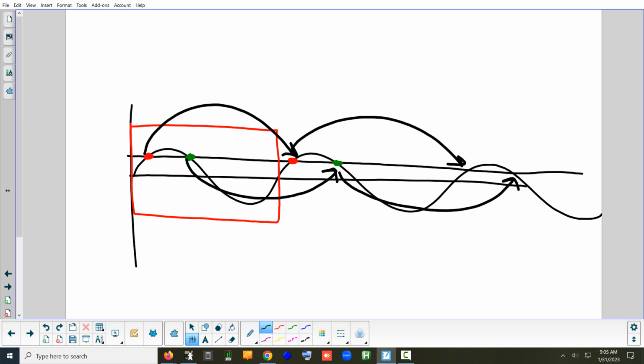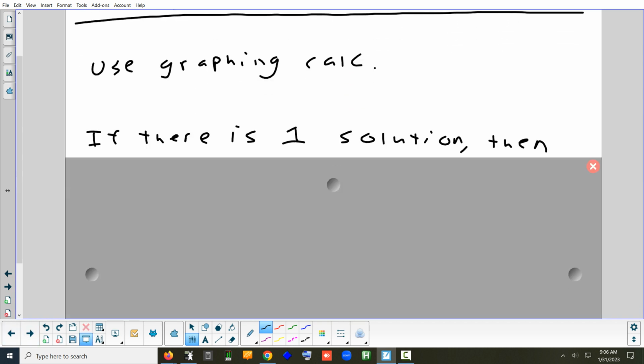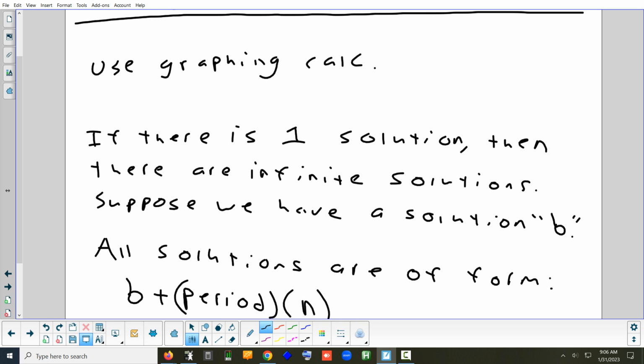So when we want to find all solutions to a trig equation, what we're going to do is graph it, and find all the answers in one cycle first. Then to indicate that those answers repeat, we're going to do what we always do. We're going to put plus a period times n.